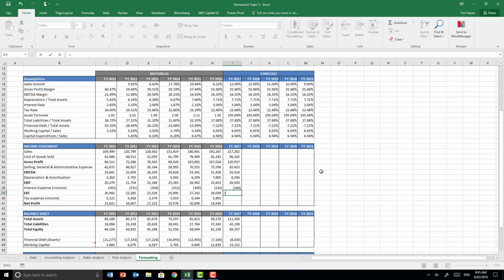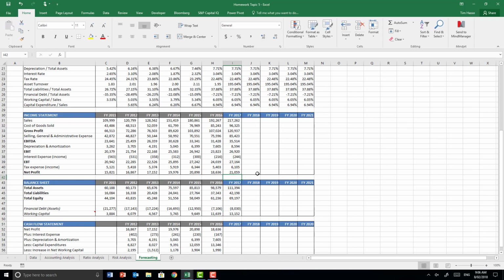So our EBT is going to be equal to our EBIT minus our interest expense. And then we come to our tax expense, which is going to be equal to our EBT multiplied by the tax rate, which is in cell I-23. We then have all the information that we need in order to calculate our net profit, and that's merely the EBT minus the tax expense, and it should be equal to 21,059. So what we can do now is drag things to the right.